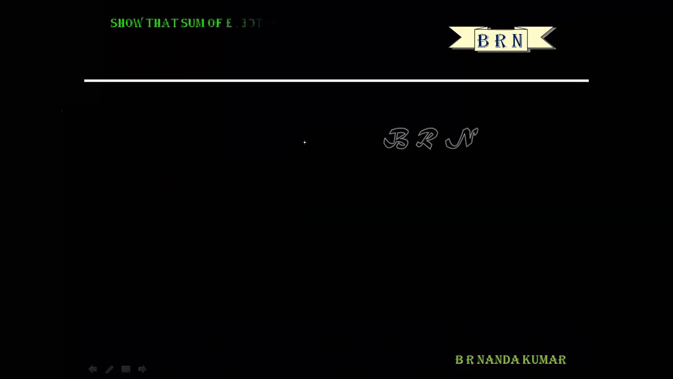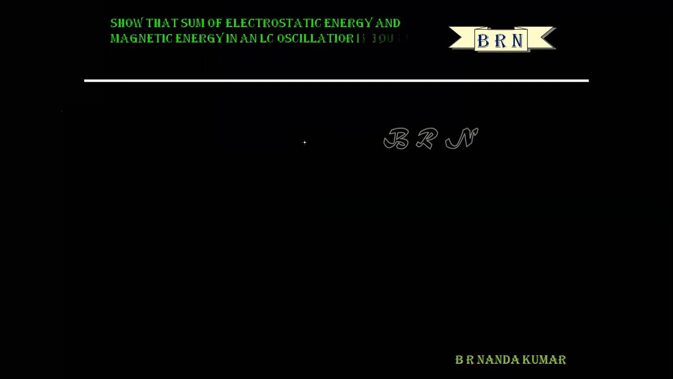In this class, we are going to discuss conservation of energy in LC oscillations. Show that the sum of electrostatic potential energy and magnetic potential energy in an LC oscillator is actually equal to the initial energy, that is Q naught squared divided by 2C.